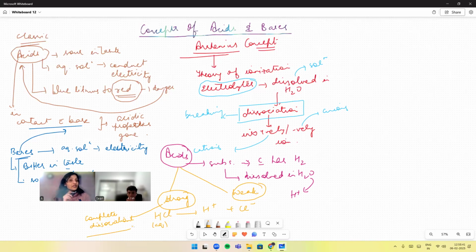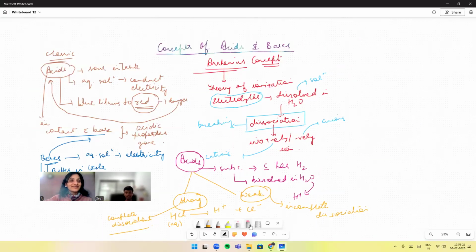So when I talk about weak acids, that means there will be incomplete dissociation. Dissociation will be there, but it will not be complete. So tell me one thing. If there is incomplete dissociation, what will you find in the solution? What things are you going to find in the solution? That's the question. You didn't get the question? Okay, I'll give you a hint, but you have to answer.